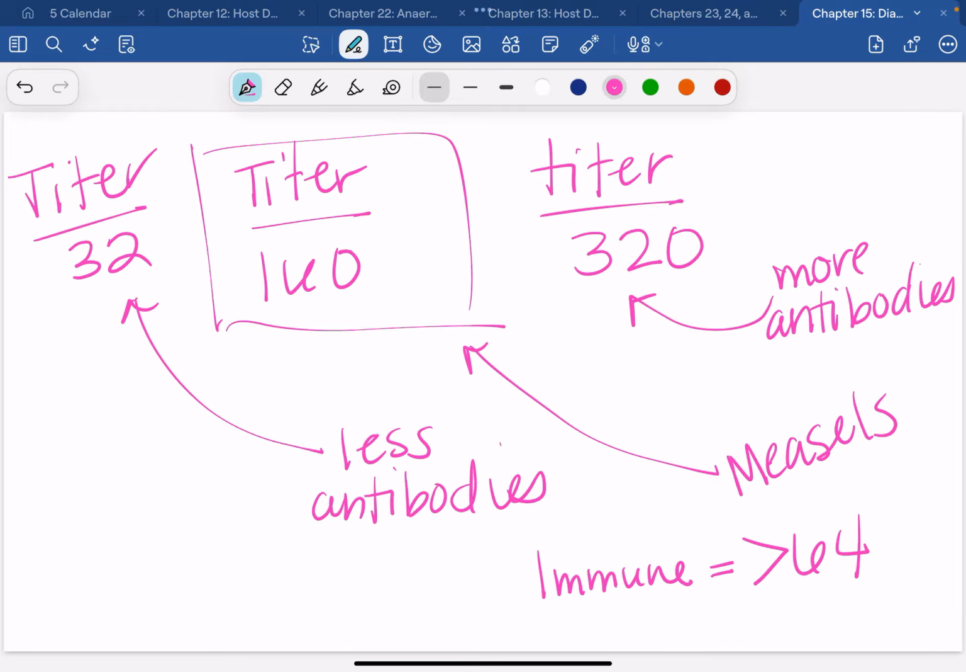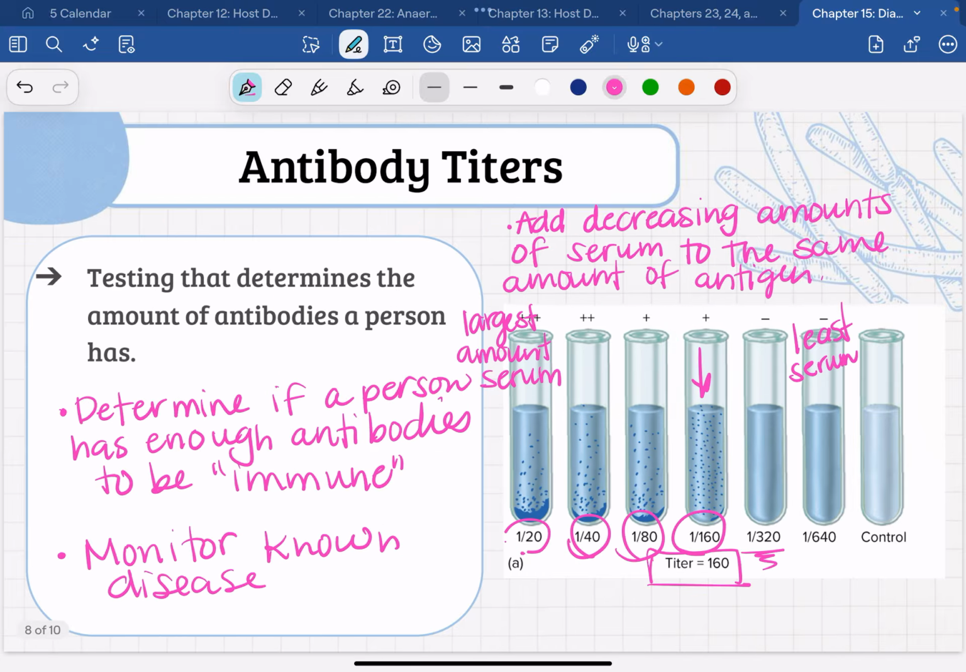Okay? As the amount of serum goes down, so that's what we're doing here, diluting out the serum, the amount of serum is going down. The further out you see reactions indicates that you had more antibodies.